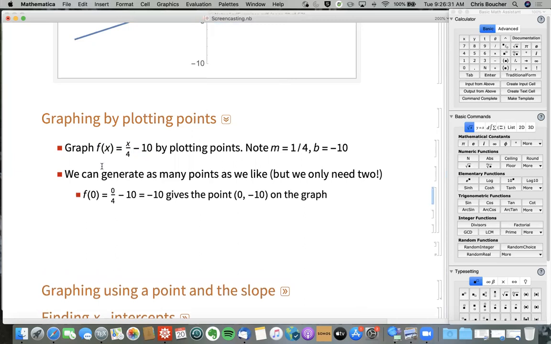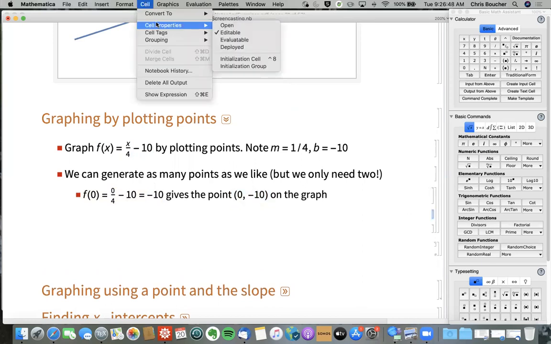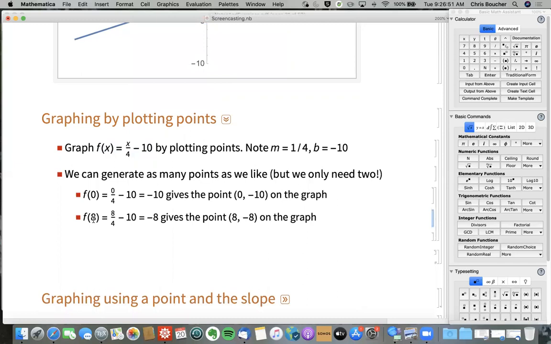All right, so let's just generate 2 points. I'll just plug in some x values, right? Pick some easy x values to plug in. Notice that when I plug in 0, I get -10, but I knew that was going to happen because I knew the y-intercept was -10. But this gives us a point on the graph for free. And now I only need one more point. So I'll plug in 8. You pick whatever input you want to generate another point. I get the y value -8. So now I have 2 points on the graph, right? 0, -10, and 8, -8.